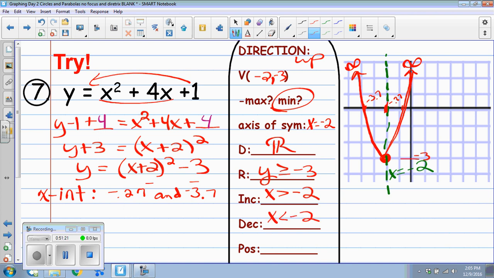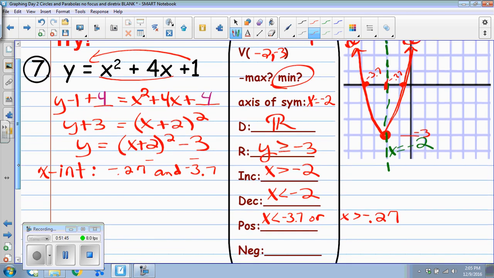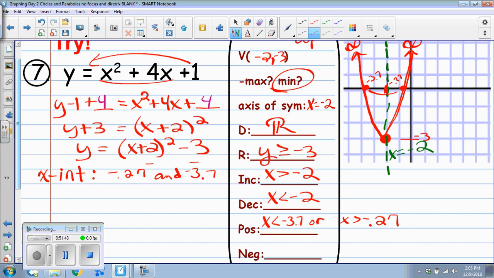Now, positive and negative. It's positive when x is less than -3.7, or when x is greater than -0.27. Those are the two intervals where it's positive. It's negative between there. So when x is between -3.7 and -0.27.